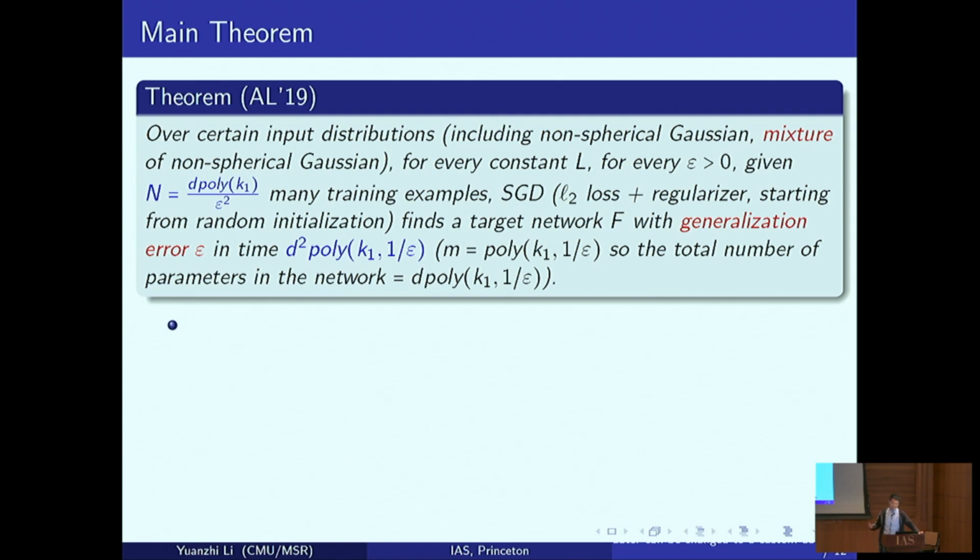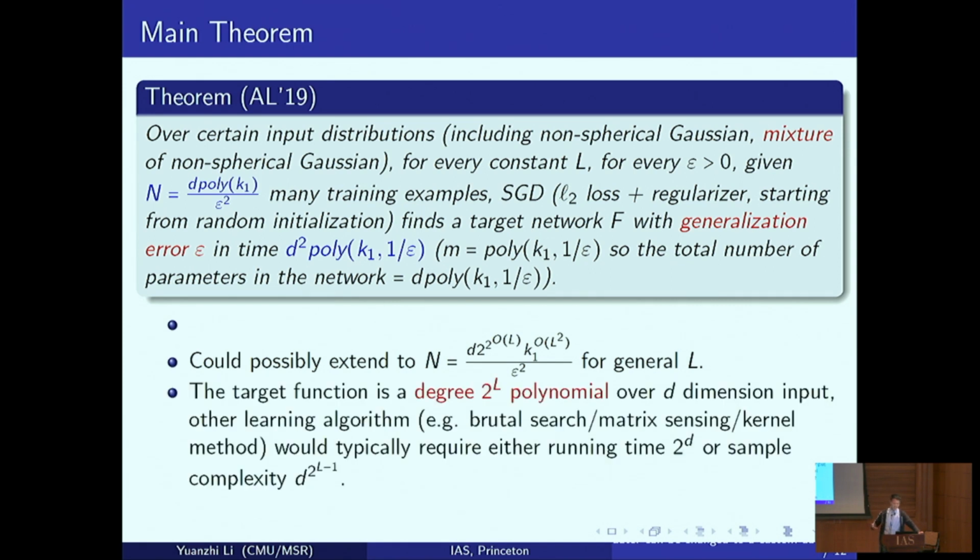epsilon very efficiently, because the number of neurons in this network is probably in K1. So the total number of parameters is D times this. So the time is linear in the number of parameters times the number of samples. So it's very efficient. And for general layers, it's probably going to look like this.